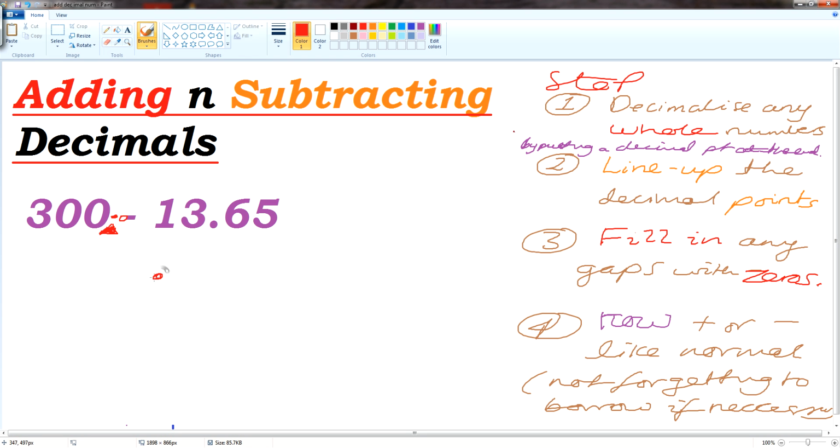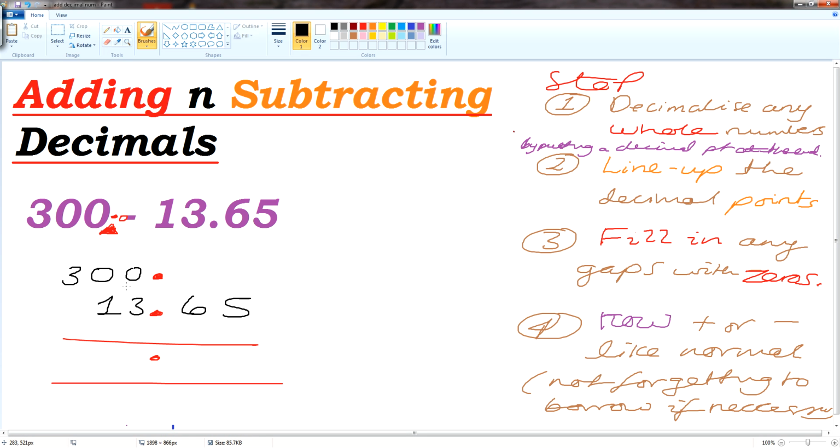So here we go. Here's the first decimal point, here's the second decimal point, and here's the third one for the answer. So here comes our first number. What's the first number? 300. Okay, hang on one second. Let's make it a little bit bigger. Now we said 300, and then we got what we got in the list, 13.65.